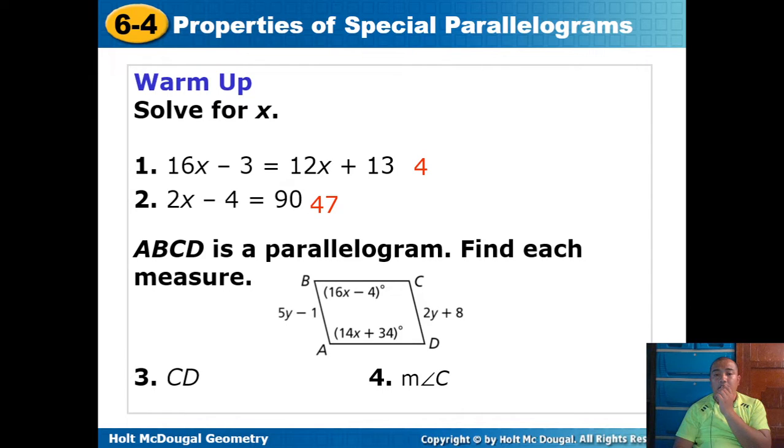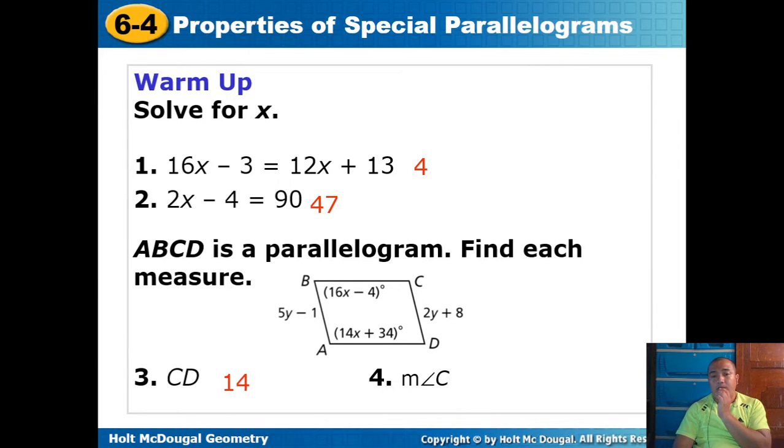Number 3, what is the length of CD? Of course, CD and AB are equal. Opposite sides of a parallelogram are equal. 5y minus 1 equals 2y plus 8. So 3y equals 9, so y is 3. Therefore, CD is 3 times 2, which is 6, plus 8, 14.